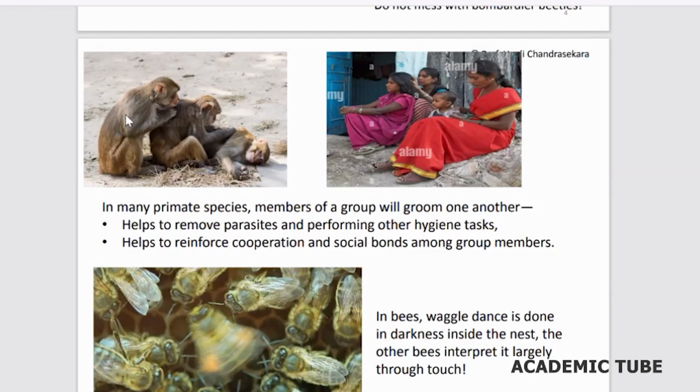So likewise, I saw this several times at Katharagama, at the Devalaya ground. Now, why do they do this? It's a kind of touch that gives a kind of comfort. And at the same time, they are grooming.